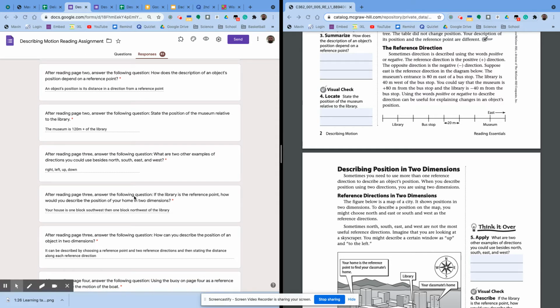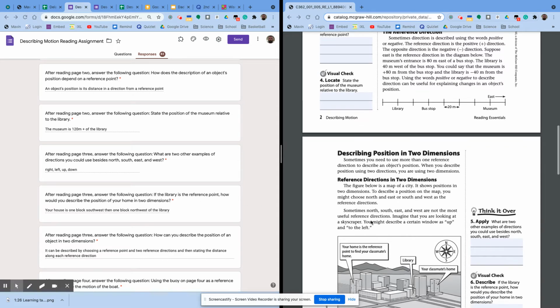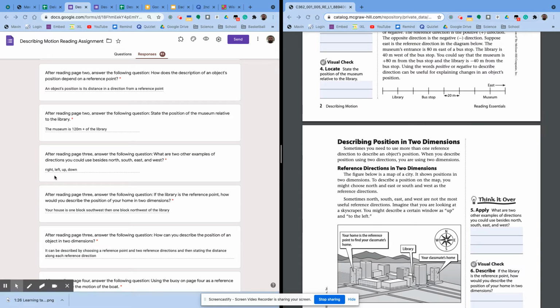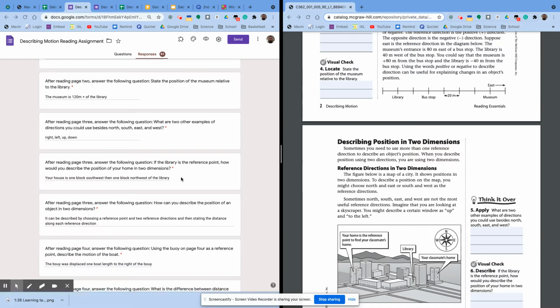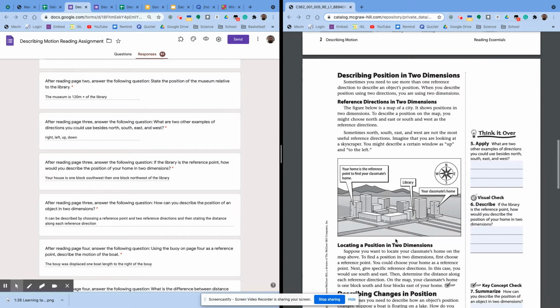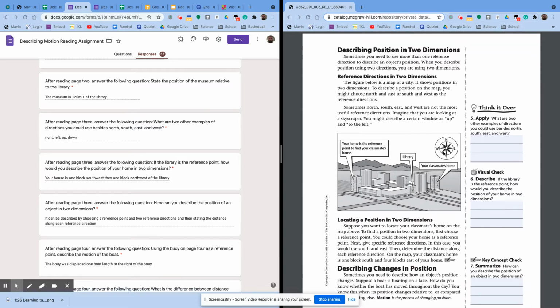Next, 2 other examples of directions you can use besides north, south, east, west. I just put right, left, up, down. You could do over, below, next to. All of those are different ways that you can describe an object's direction as well. If the library is the reference point, how would you describe the position of your home in 2 dimensions? So they're talking about this here. At first you have to travel in this direction, which is roughly southwest. And then to get to your house, you have to go northwest. And they were roughly 1 city block, so that's your distance. So you're going to the southwest 1 block and then 1 block northwest.